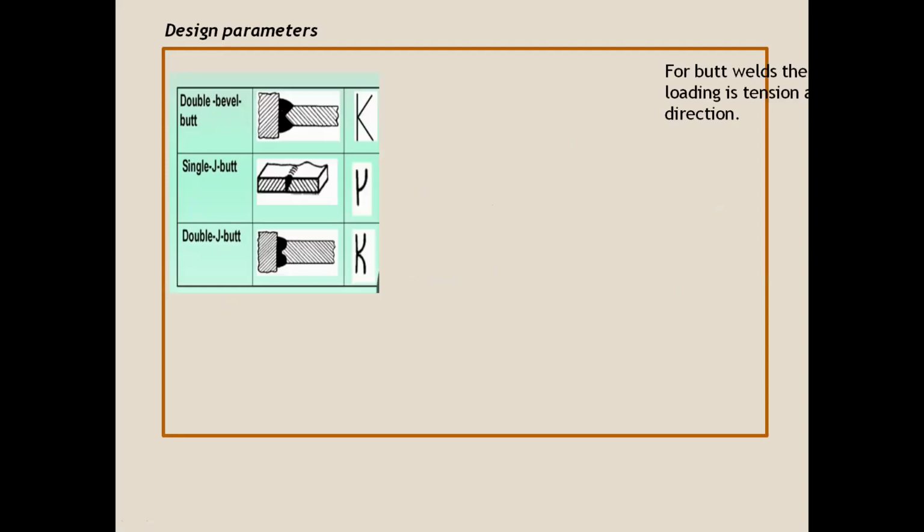Another one is the design of butt welds. Now, the design of butt welds. Next, go to the design parameters in this.